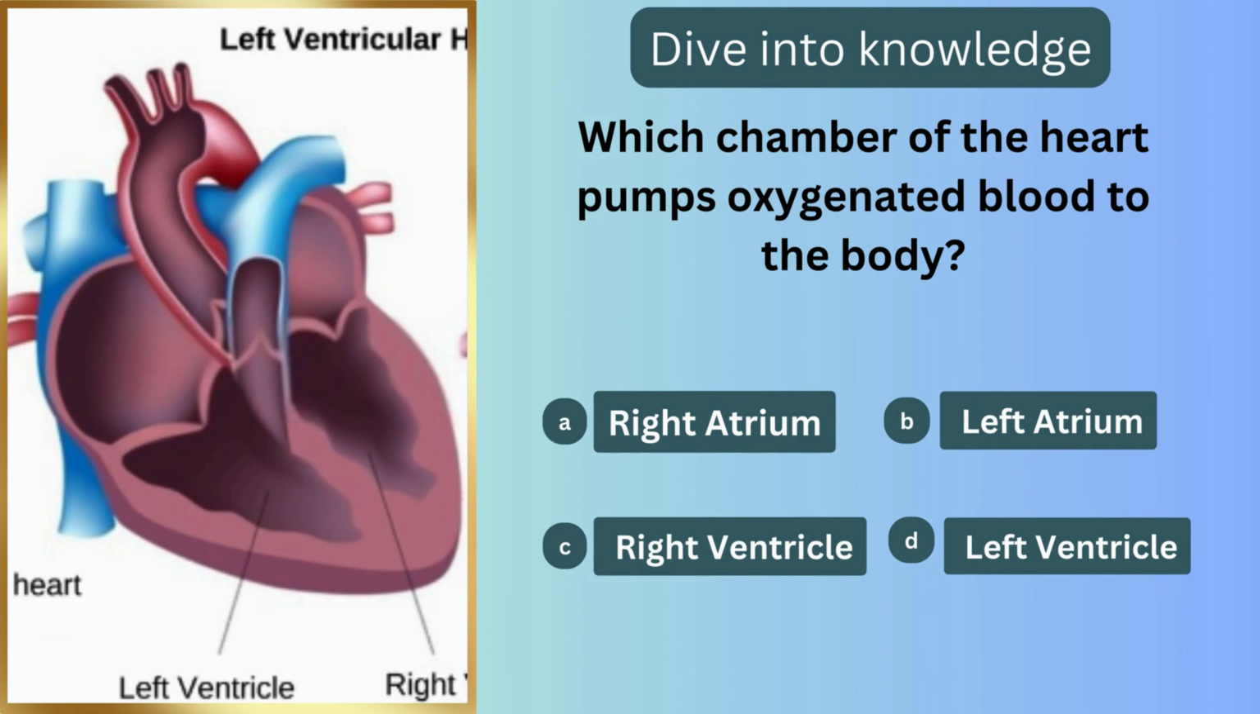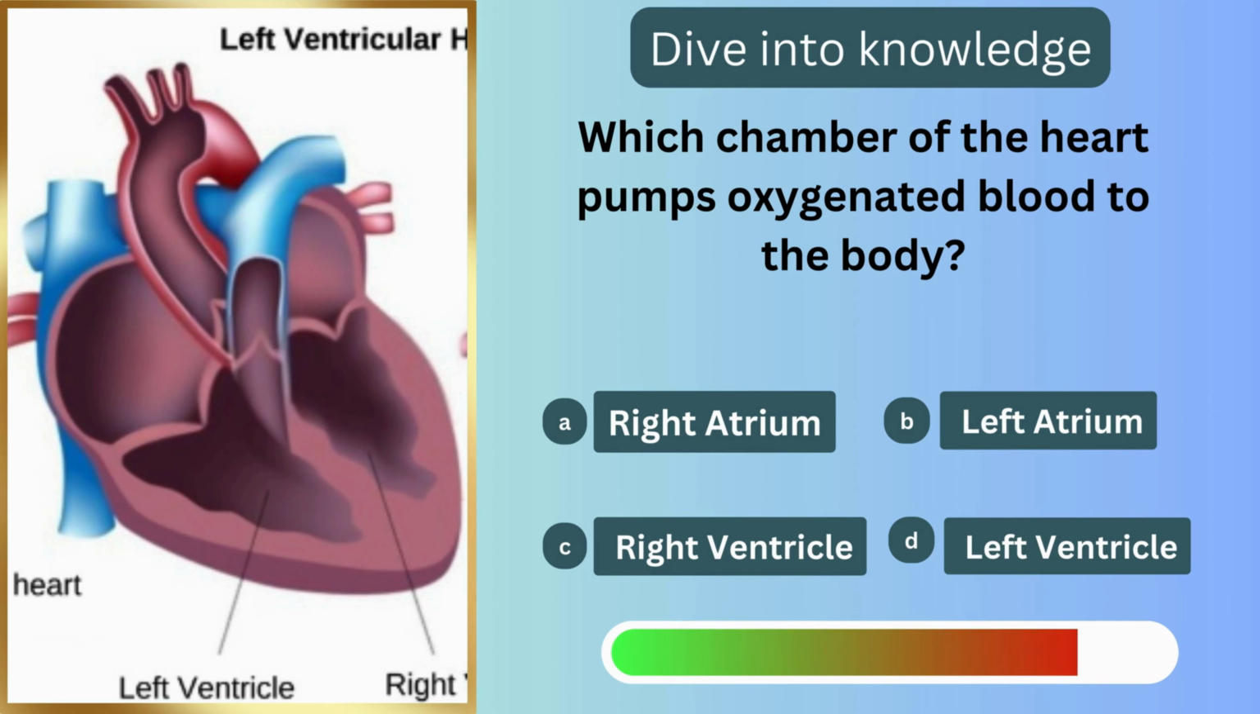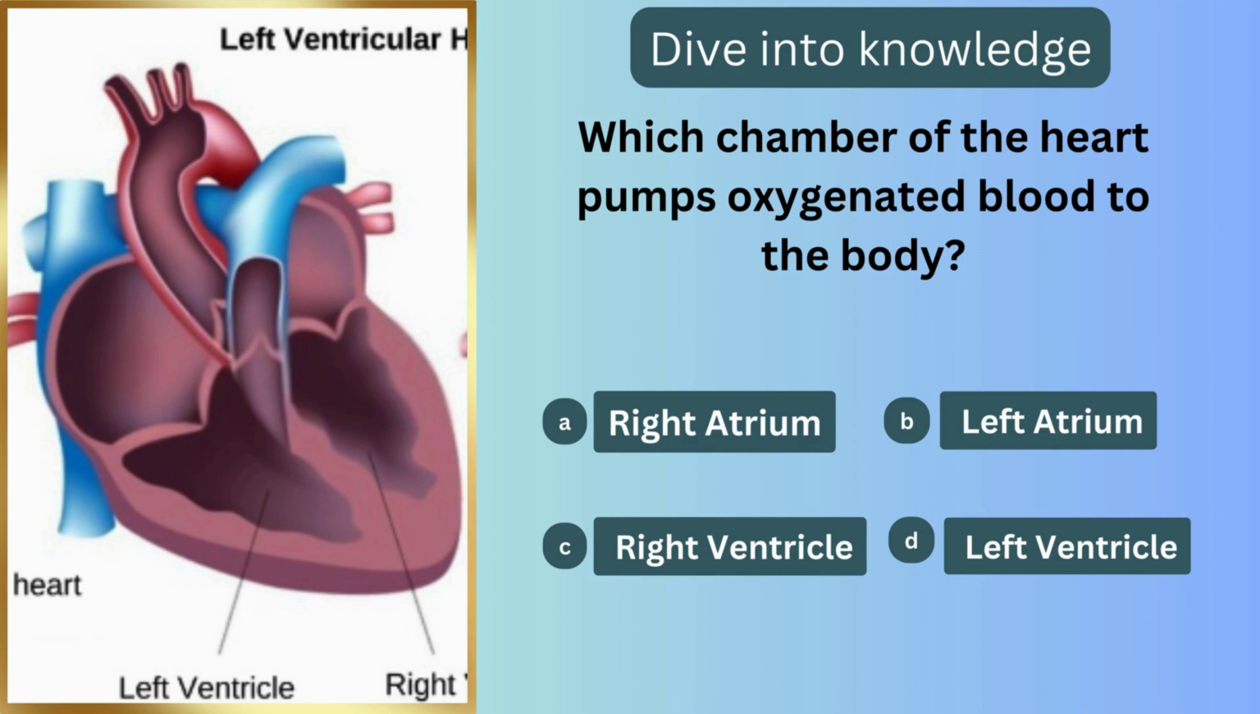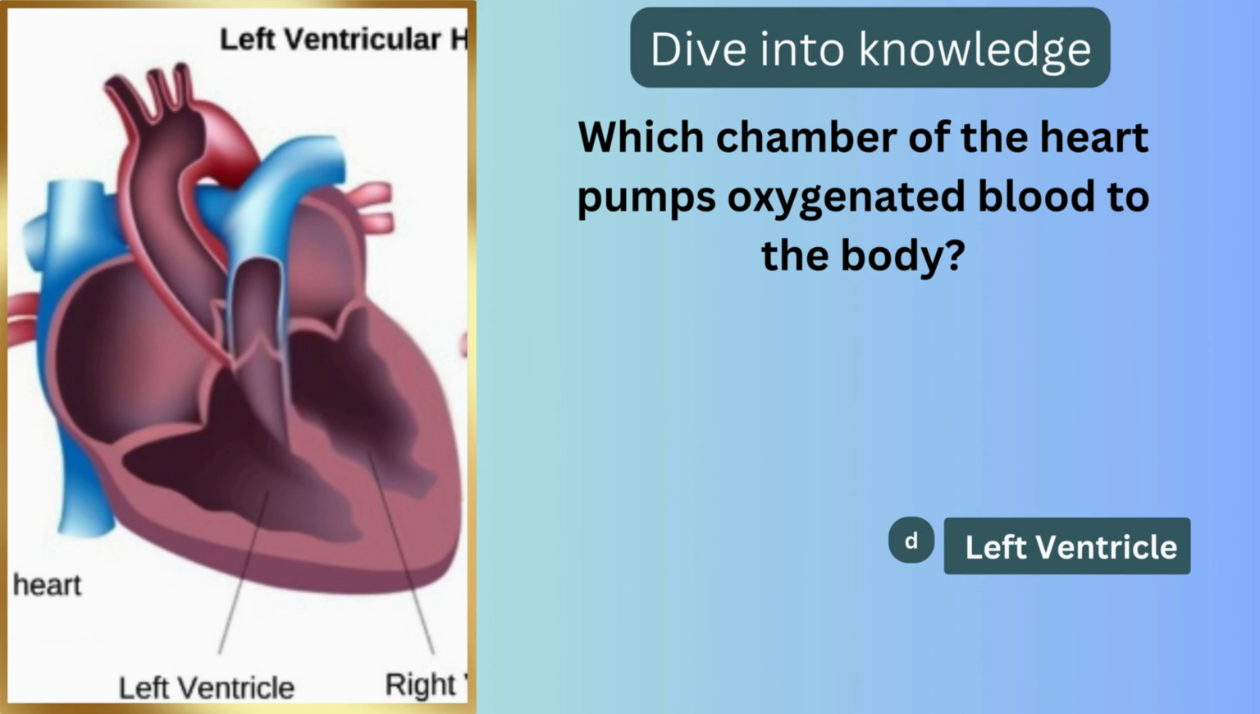Next question is, which chamber of the heart pumps oxygenated blood to the body? Let's take a look at the options. A. Right atrium. B. Left atrium. C. Right ventricle. Or D. Left ventricle. Time's up. The right answer is D. Left ventricle.